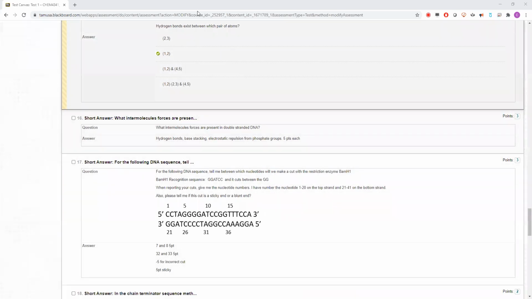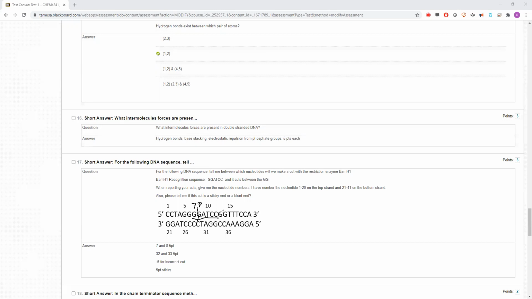I have a DNA sequence, and my endonuclease recognizes GGATCC and cuts between the G and the G. Tell me what cuts, what numbers. So 1, 2, 3, 4, 5. So here's my GGATCC. I cut between the G and the G. So 5, 6, 7, 8. Making a cut right here.